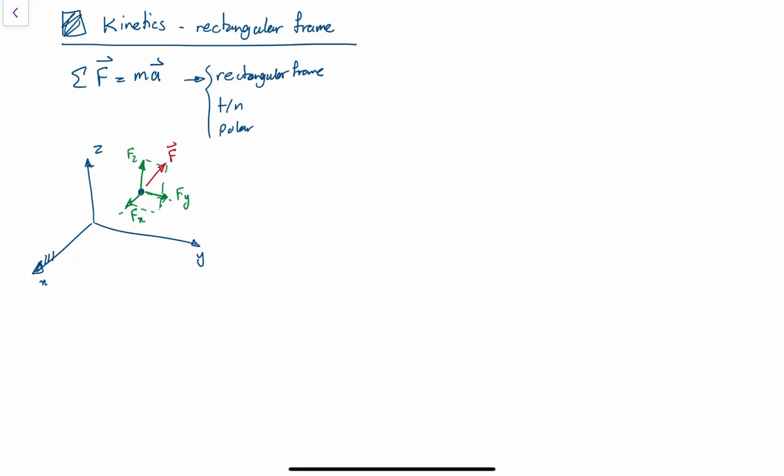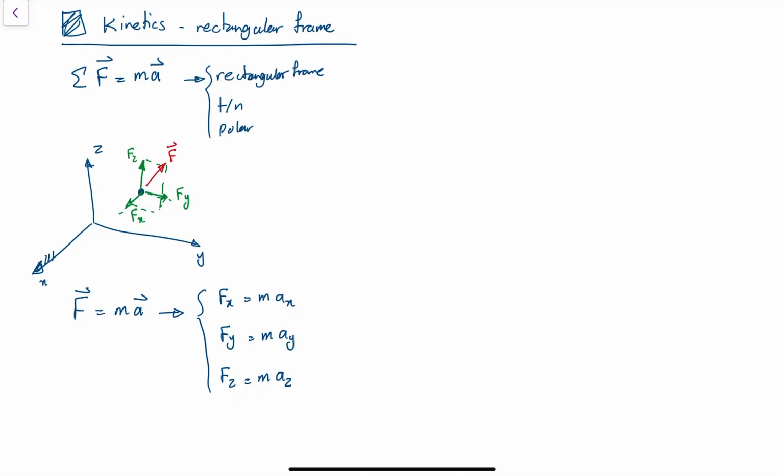And you can write this vectorial equation of motion. Let's go with just one F for now, equals mass times acceleration. You can break it into the three components of the rectangular axes. Write Fx equals mass times acceleration along x. Fy equals m-ay. Fz equals m-az.